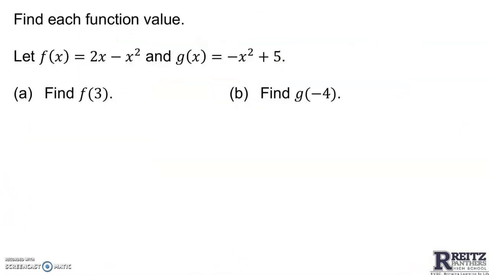Okay, on the last slide on your practice handout, there are two algebraic function rules. Let f of x be 2x minus x squared. Let g of x be negative x squared plus 5. Find these two function values. Hit pause, try it, and then hit play.